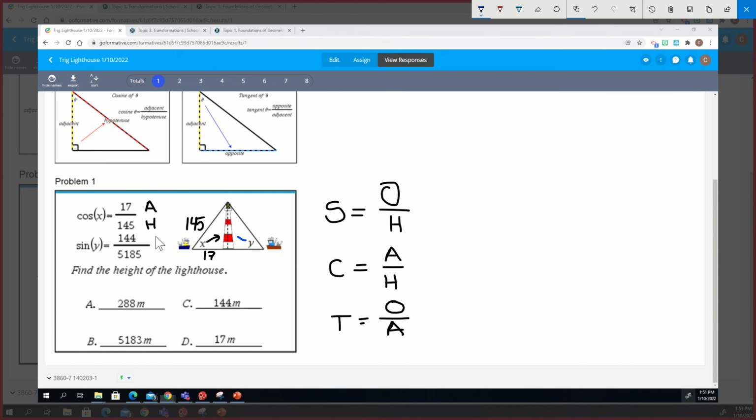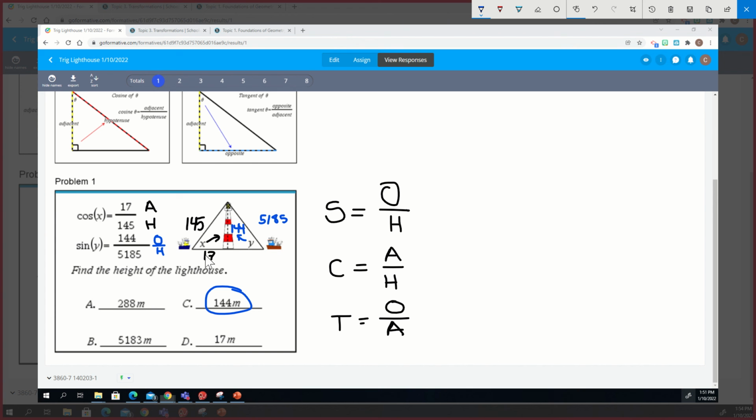So sine is opposite over hypotenuse. So opposite this one right here is going to be 144. And the hypotenuse, it says here, is 145. So the question goes, find the height of the lighthouse. So according to this, the height of the lighthouse, which I filled everything out, has to be 144. That's my answer.